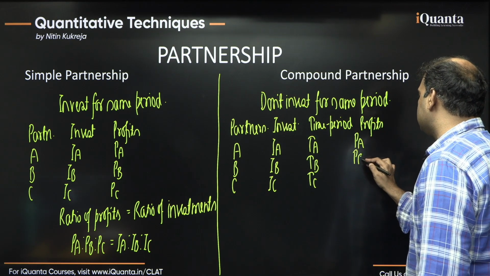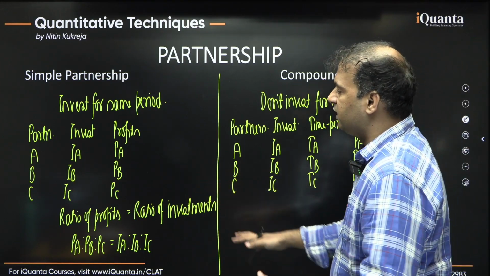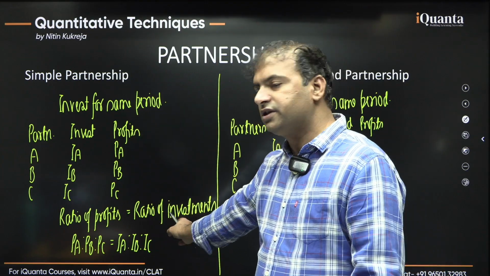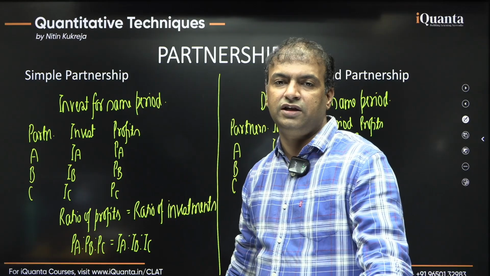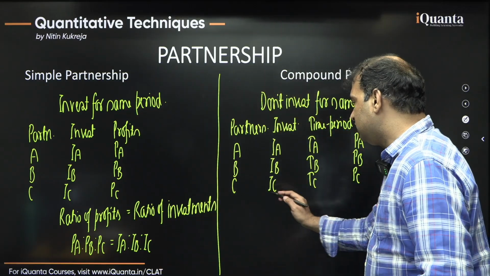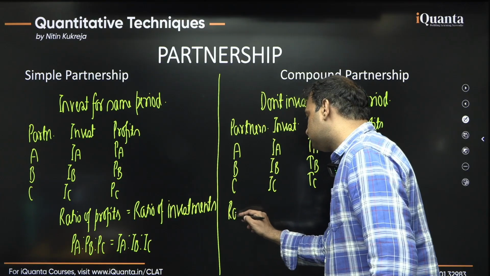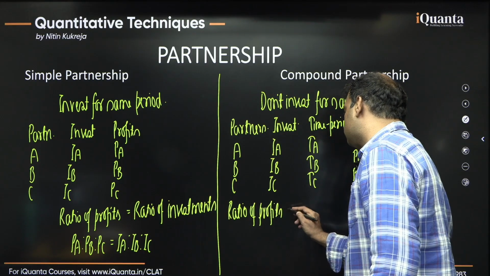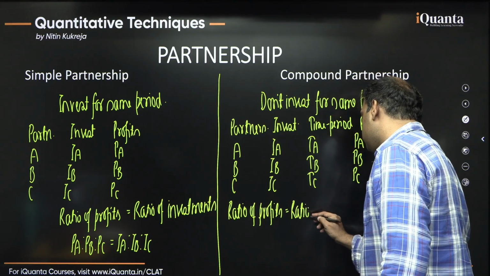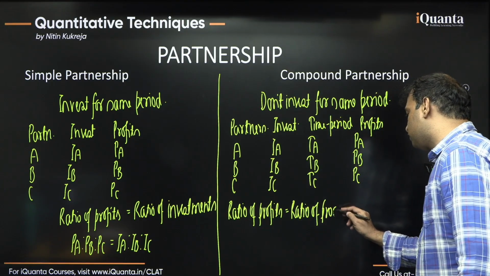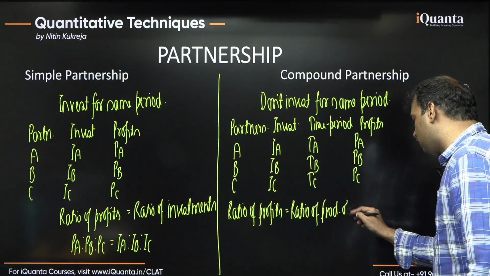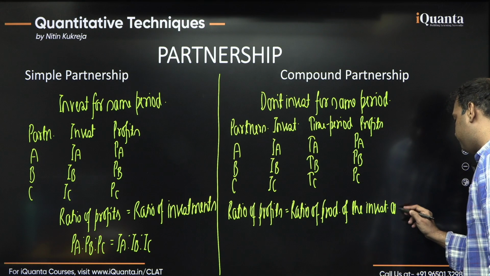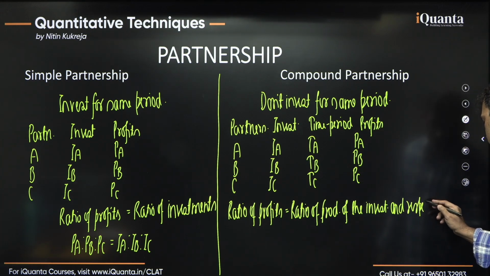Now let's use this concept. Last time guys, there was no time period, or you can say the time period was the same. So in that concept, the time period was not having any role, but here it will be. Let me write the concept. This time the ratio of the profit must be the ratio of the product, the product means multiplication, right? Product of the investment and the respective time periods.